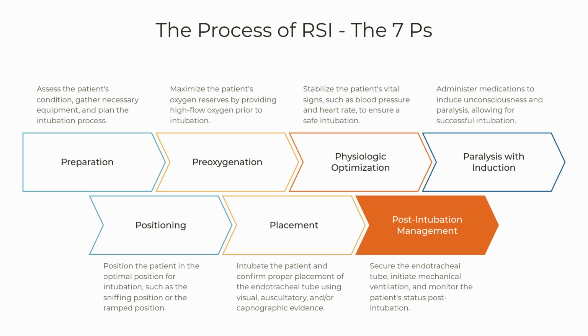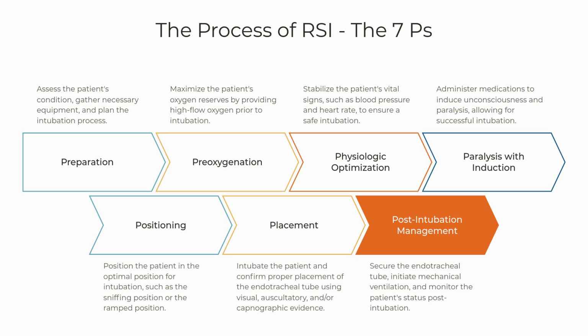Next is pre-oxygenation, where we deliver high-flow oxygen, typically via a non-rebreather mask or bag valve mask, to maximize the patient's oxygen reserves. This step gives us a buffer during the apneic period. Then comes physiologic optimization. Here, we stabilize the patient's vital signs before administering drugs. Think fluid boluses or vasopressors to counteract the effects of induction agents.